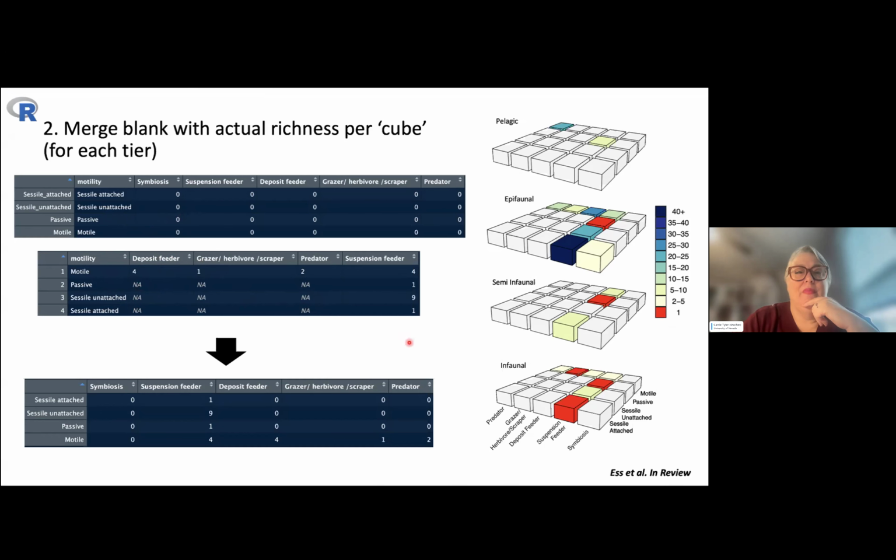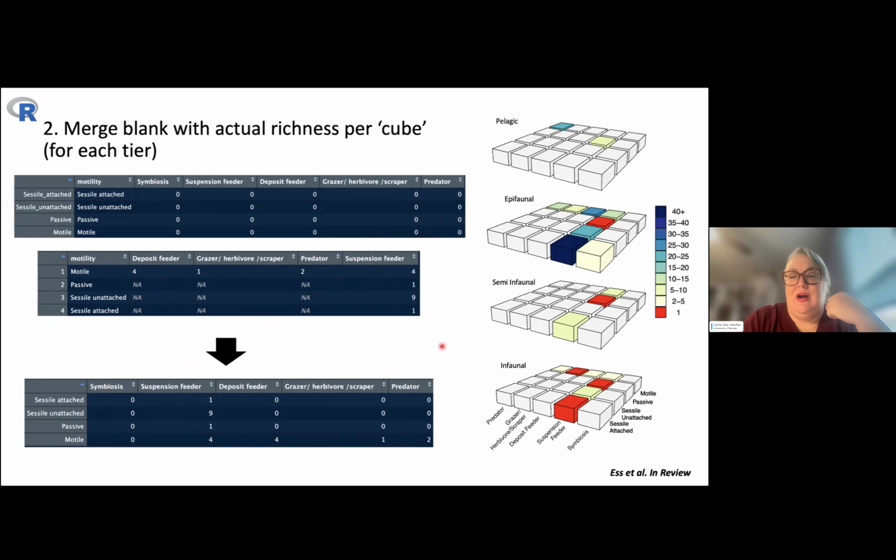We have actual richness for each of these functions. So we have four motile deposit feeders, for example, and we have to merge these two, and that gives us this data set here. So now we just have the row names, and we've taken out that extra column because we only needed it to merge the data. And so now we have zeros for things that don't have any taxa in them. We have the actual numbers for things that do. And again, there are some columns here that don't exist because for this tier, we didn't have those traits. And so we've kept those in the merge, right? So we didn't have anything that was symbiotic in our data set.